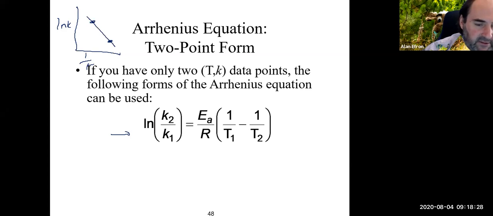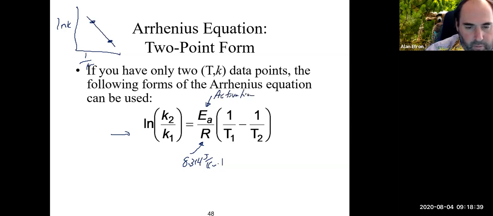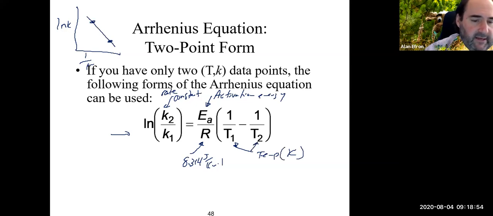That equals E of A, which is our activation energy, just like we had before. This is our R, which is still our 8.314. It's our activation energy. It's our rate constants. And T is our temperature here in Kelvin, right? So we can use this and mathematically solve for something by just substituting it in here.